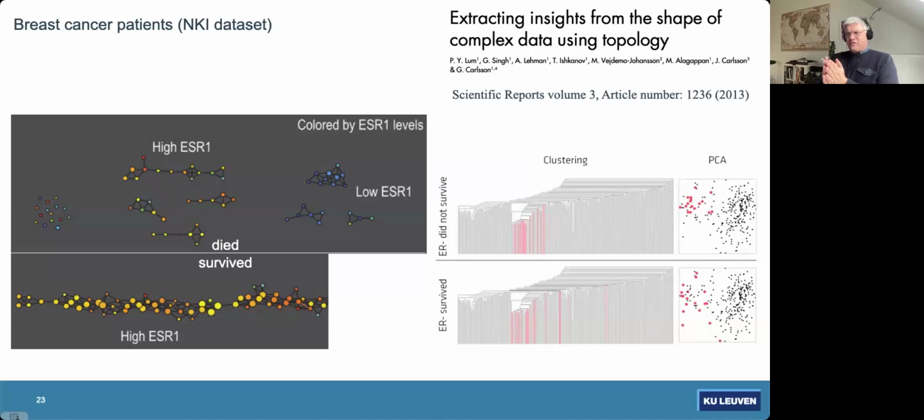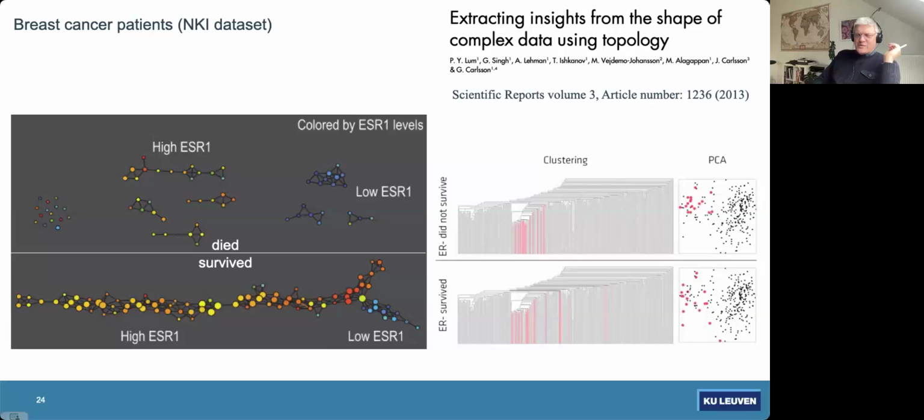That, I think for about a decade, was what was known from the literature. But using topological data analysis, I was hiding something. Actually, they found, this is a paper from 2013, about 10 years after the dataset became available, there's a subgroup with low ESR1 expression in the people who survived. That was completely unexpected.